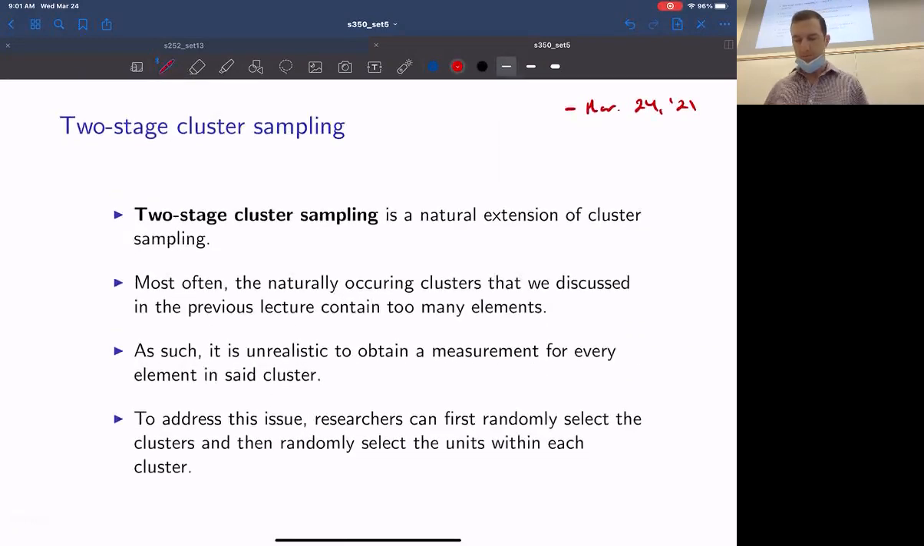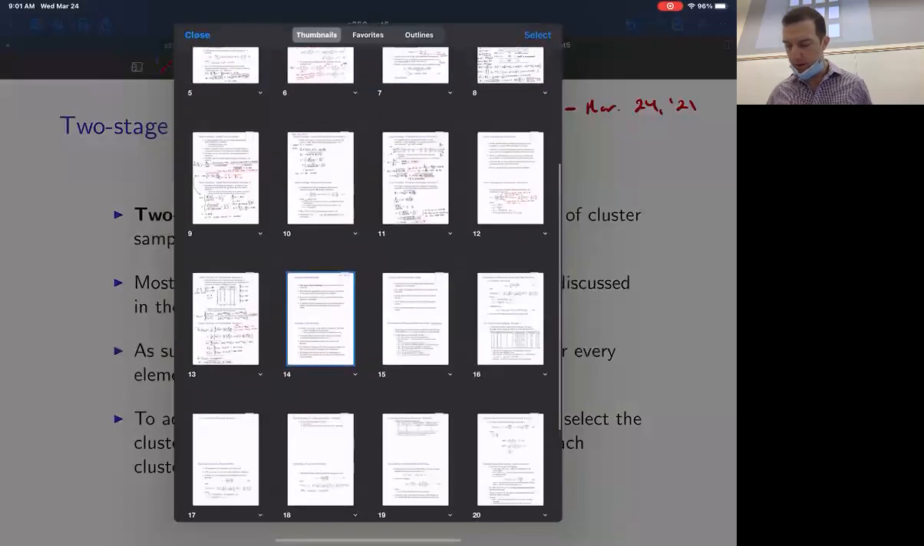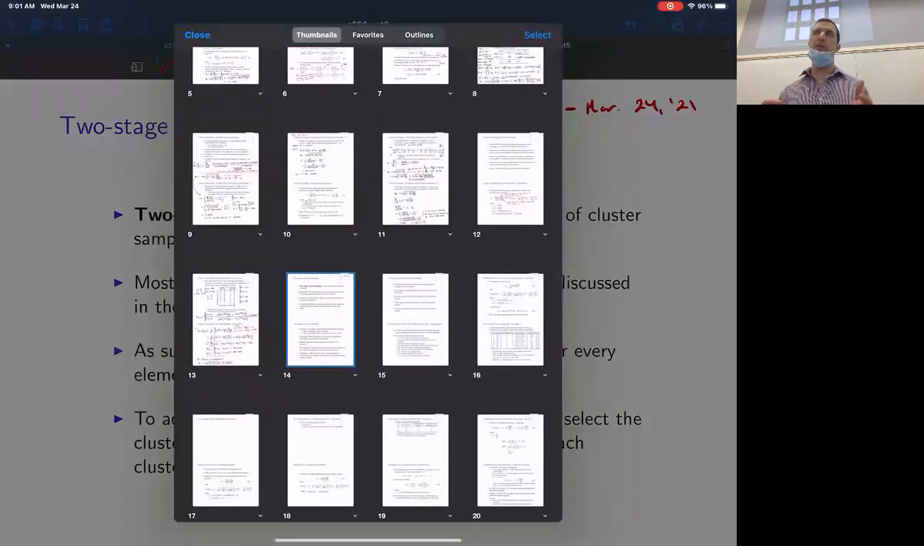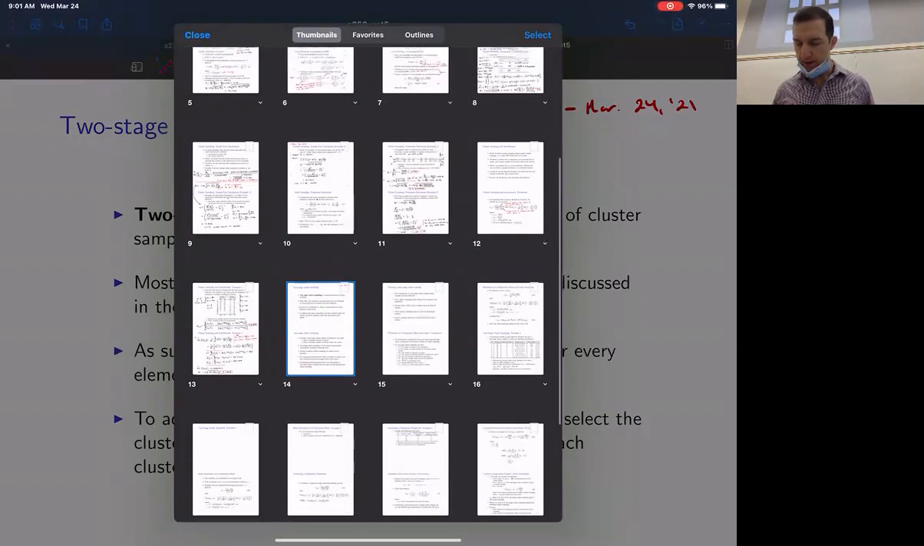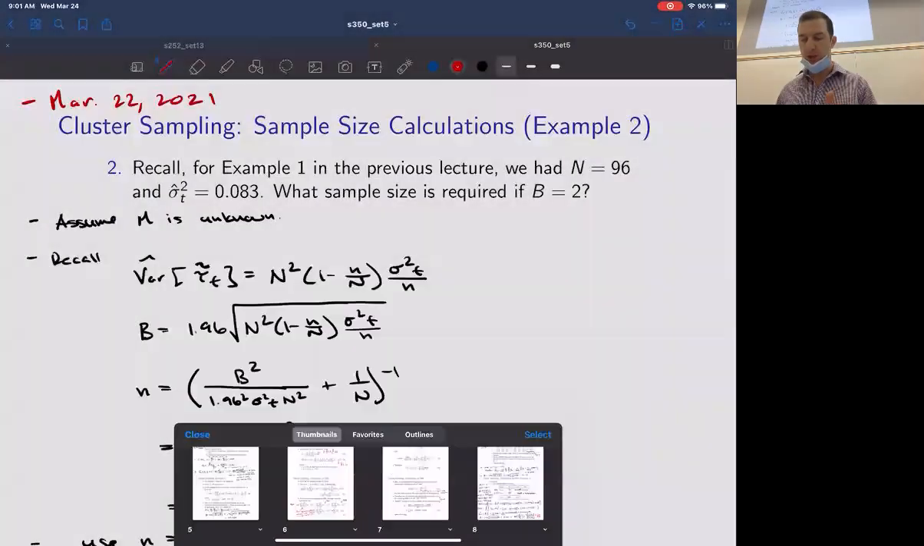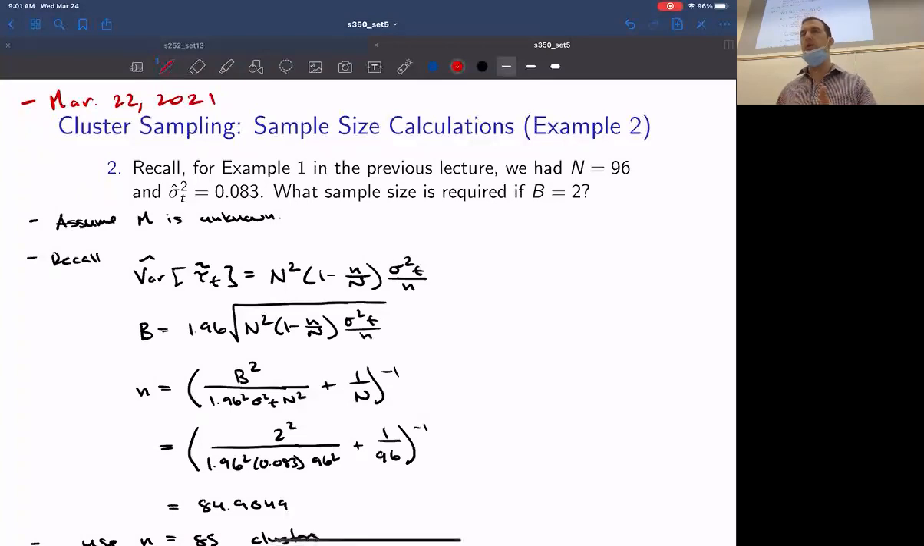Just as a quick recap, last class we continued to talk about single-stage cluster sampling. The idea here is simply that you have some region that you would like to collect information from, and rather than collect information from each individual element within that region, say each of the different persons that belong to the population that you are working with, you sample collections of elements. So the cluster itself is a collection of individual elements where each element within the cluster contributes a measurement.